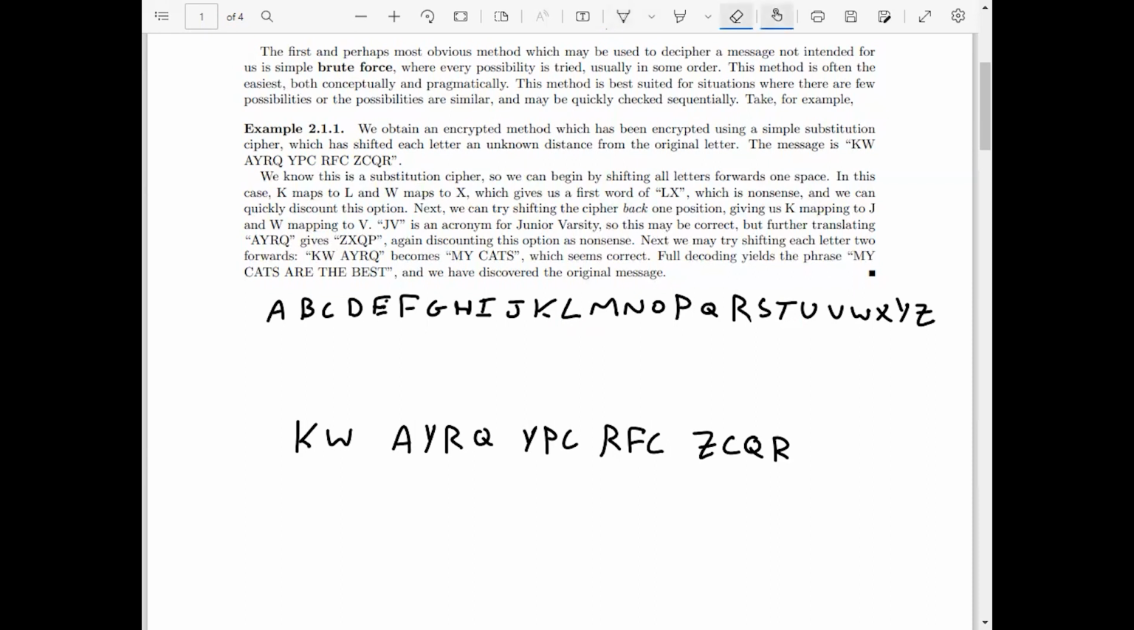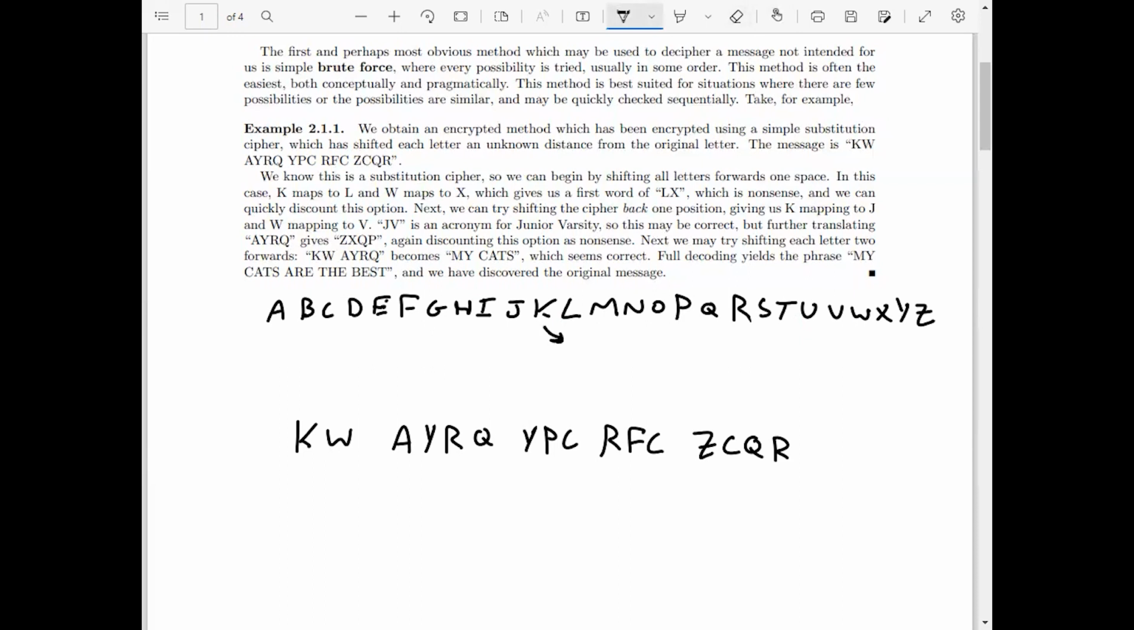Here the first letter K maps to L, and W maps to X, and we have LX. Already we can say that this probably isn't the shift cipher that was used, because LX, this first word, is not really anything. So we can discount that one and move on to the next possibility.